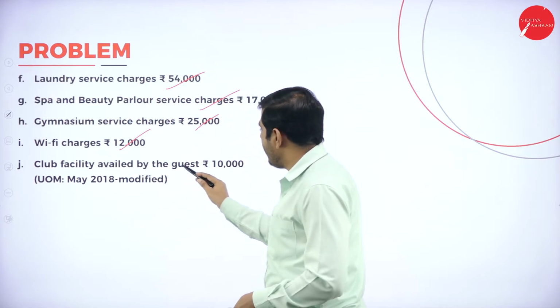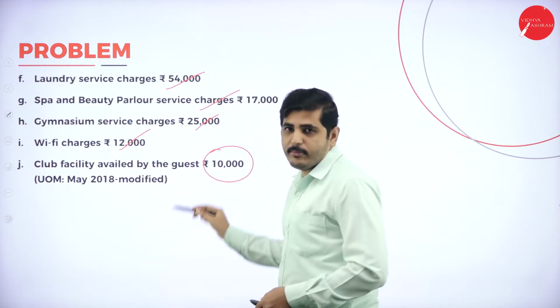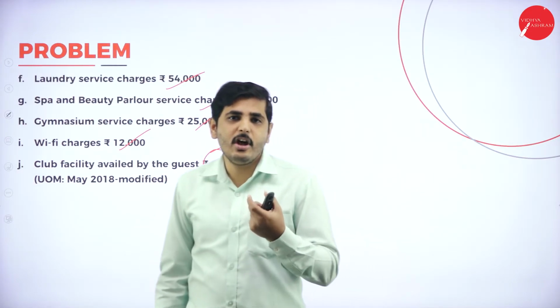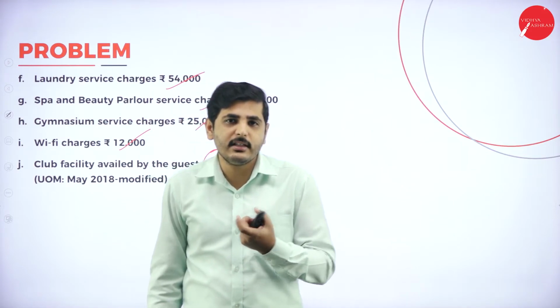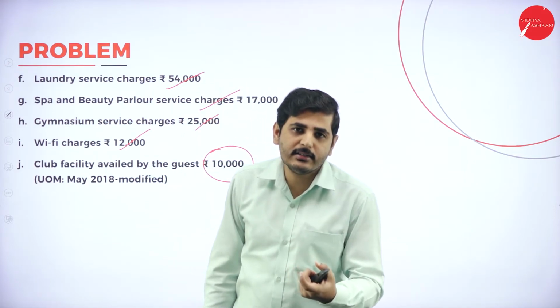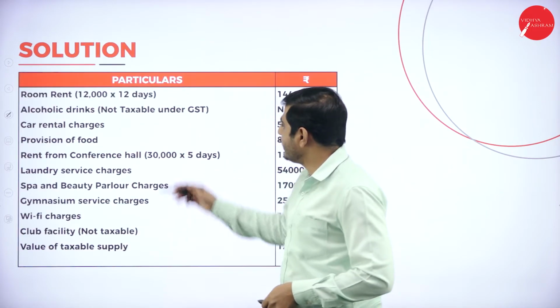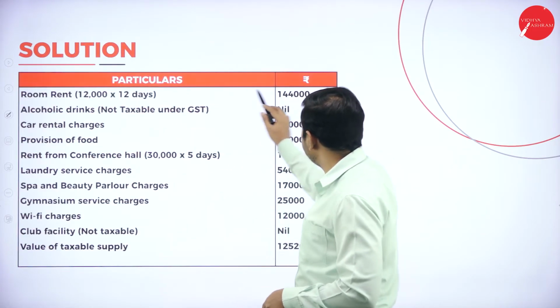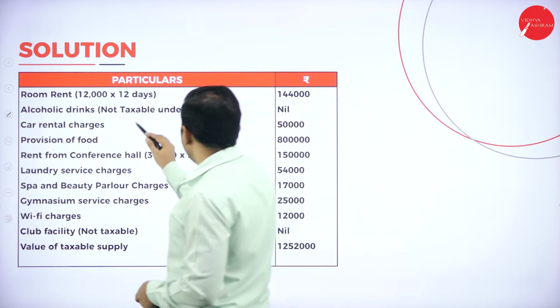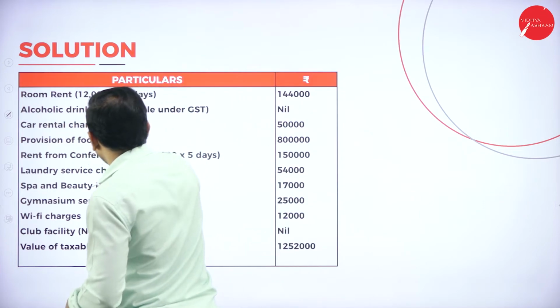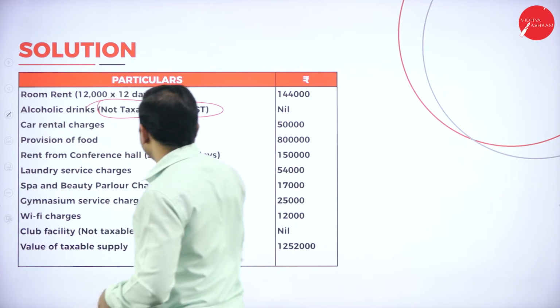Club facility available for guests. A club comes under a non-profit organization or non-trading concern. Any club comes under non-trading concerns, so it is not taxable. Now let's calculate. Room rent for 12 days is 4,44,000. Alcoholic drinks will not come under tax under GST.